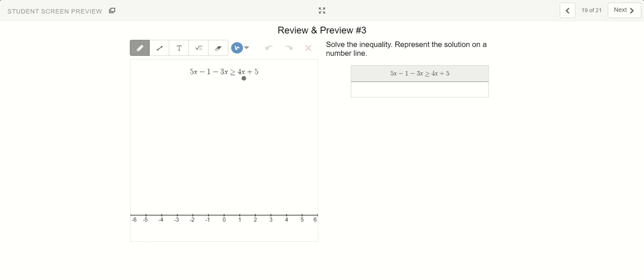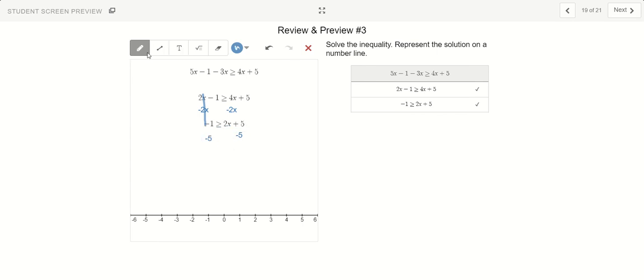Okay, over here, 5x minus 3x is 2x, minus 1. Keep that same symbol for now. And then 4x plus 5. Now let's cancel out these 2x's. I find it easier to get rid of the smaller x, so minus 2x on both sides. Plus 2x minus 2x cancels out, leaving me with negative 1 greater than or equal to 2x plus 5. Let's get rid of the plus 5 by subtracting 5 on both sides.